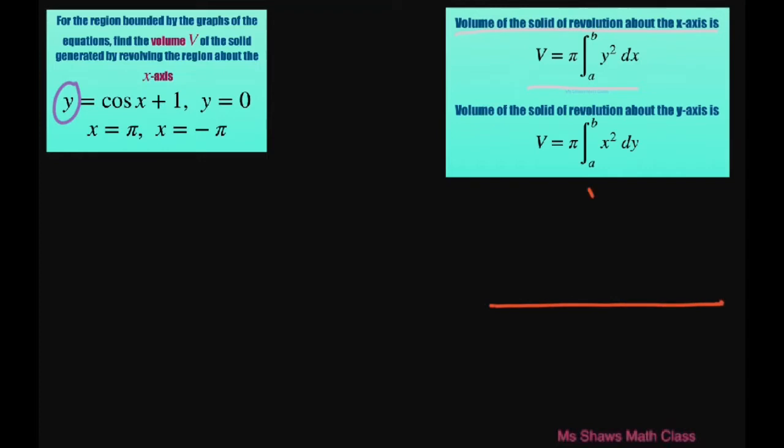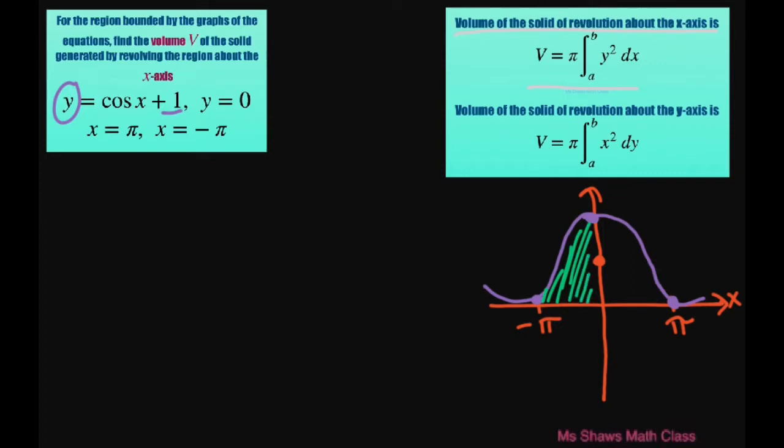Let's do a little sketch and see what we have. So basically for cosine, usually it starts at 1 and we're going from negative pi to pi for the x value. But since we have a plus 1, we're shifting up by 1. So it's going to come down like this, and because that will equal 0, you go like this and this, something like that. So that's your graph.